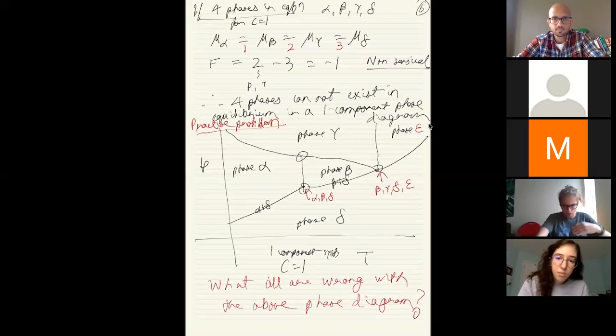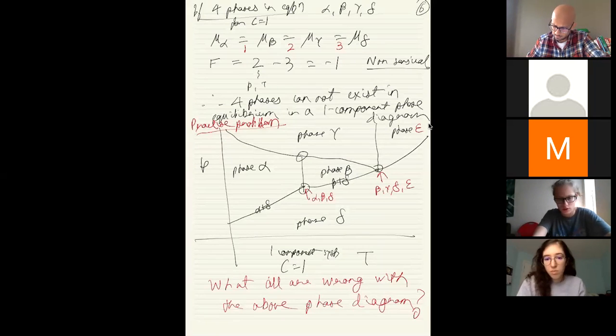Is it the intersection all the way to the right on this graph? How it has four. Which one? The intersection all the way to the right. At the highest point, T. Exactly. It has four phases existing at once. Exactly. That's the only thing. And why is that wrong?